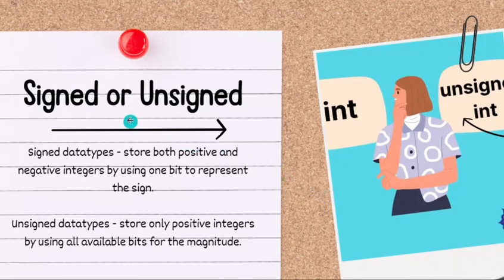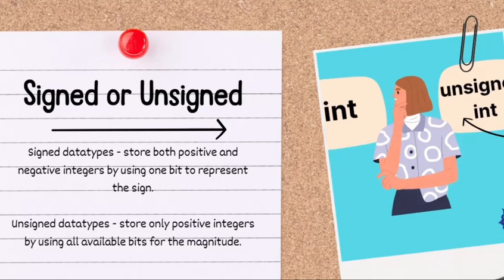The next thing is we need to check whether it is a signed or unsigned data type. So what is a signed data type and what is an unsigned data type? A signed data type stores both positive and negative integers by using 1 bit to represent the sign. For example, character has 1 byte, that is 8 bits. Out of 8 bits, 1 bit represents the sign. The remaining 7 bits only we use for the calculation.